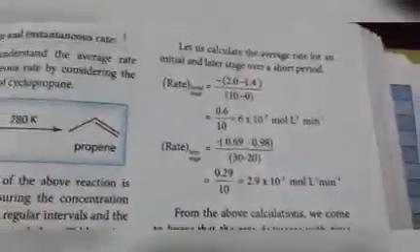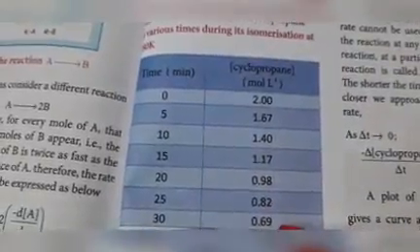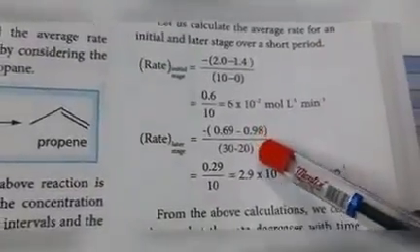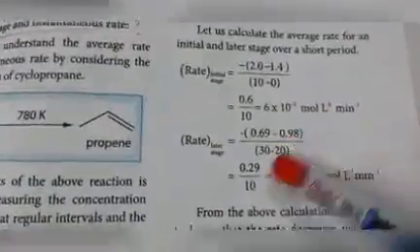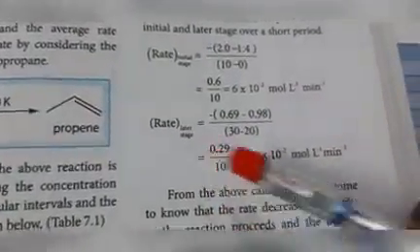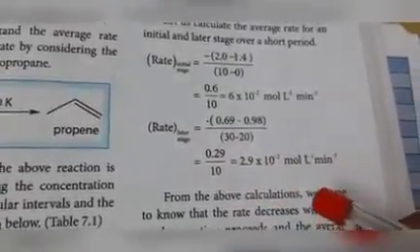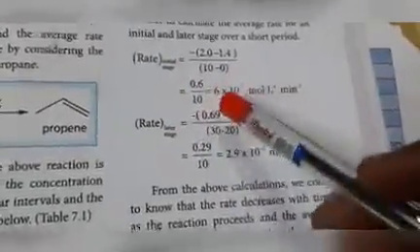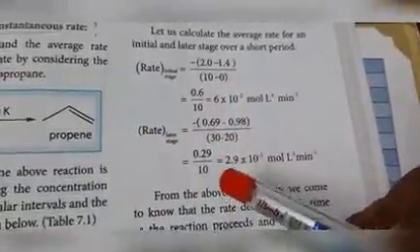For the last 10 minutes, the difference is 0.98 minus 0.69, 0.69 minus 0.98 divided by the last 10 minutes, 30 minus 20, that is also 10 only. If you simplify, you get 2.9 in 10 to the power of minus 2 moles per liter per minute. So initially the rate is maximum, and finally, at the later stage, the rate is decreased.